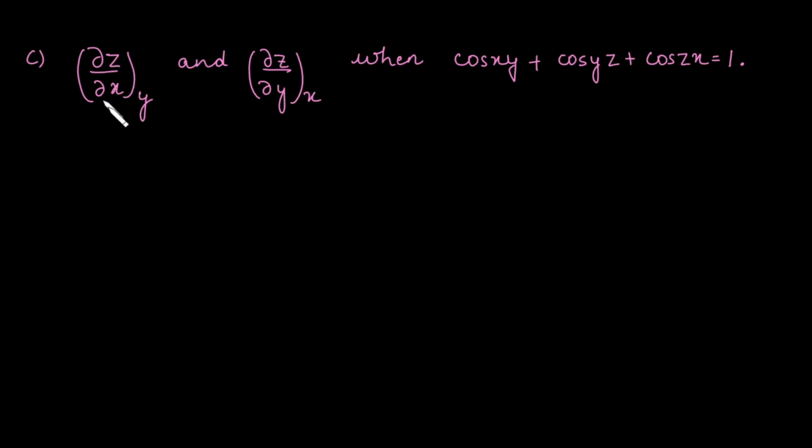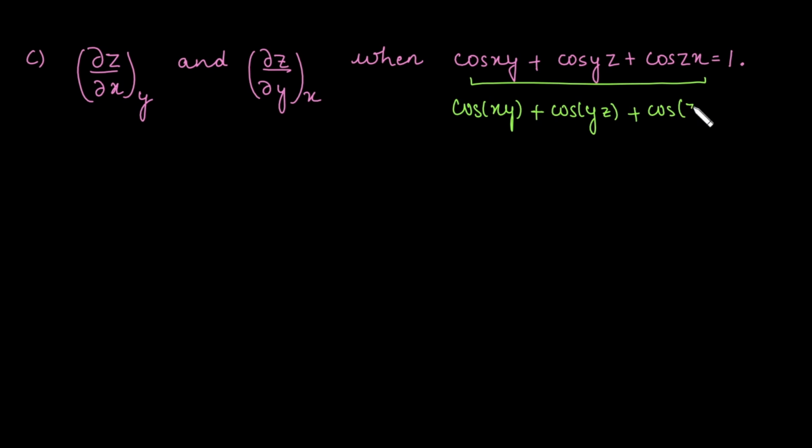Next is we need to find the partial derivative of z with respect to x keeping y as a constant, z with respect to y keeping x as a constant whenever we have the function of this form. First we will write the function is equal to 0 form, that is cos of xy plus cos of yz plus cos of zx minus 1 is equal to 0. Now, in order to calculate the first derivative, we can write this as equal to negative of partial derivative of function with respect to x divided by partial derivative of function with respect to z.